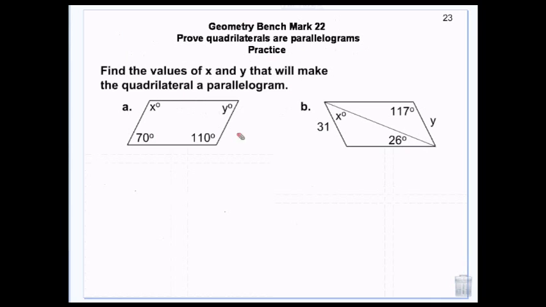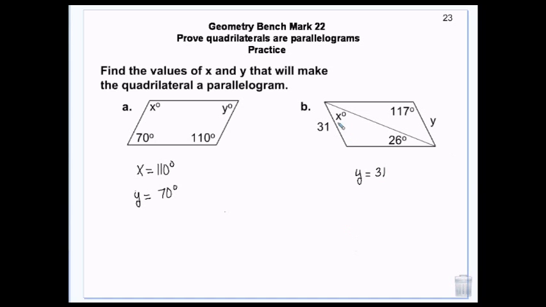All right, so now we're going to use the values that we have of a parallelogram to solve this. What do we know about opposite angles? So yeah, x is going to be 110 and y is going to be 70. We know opposite sides are the same, so y will be 31.